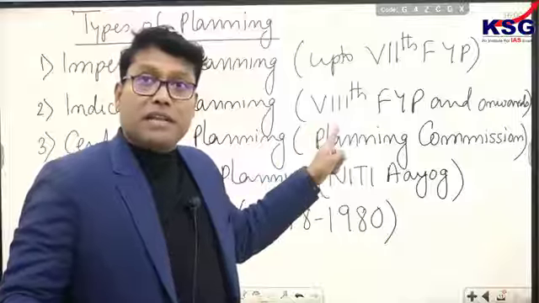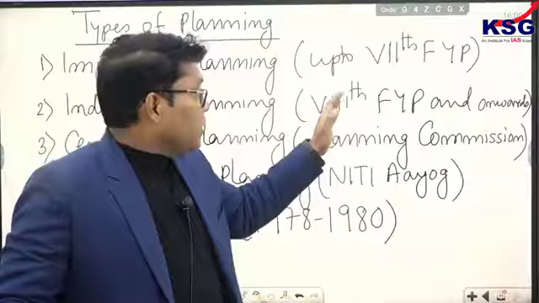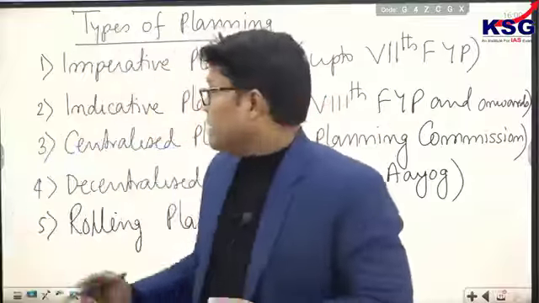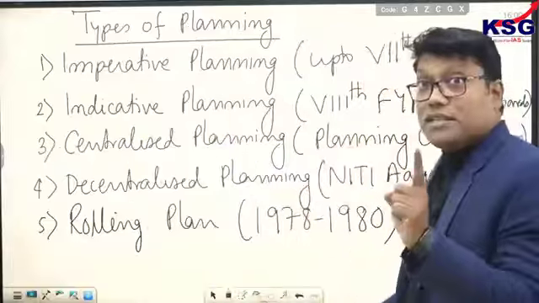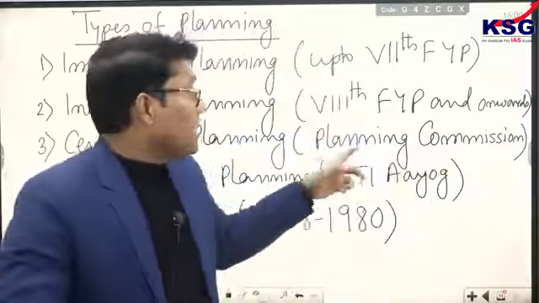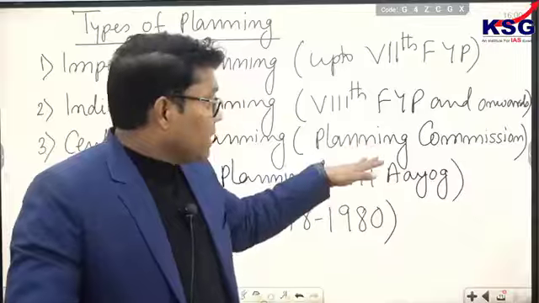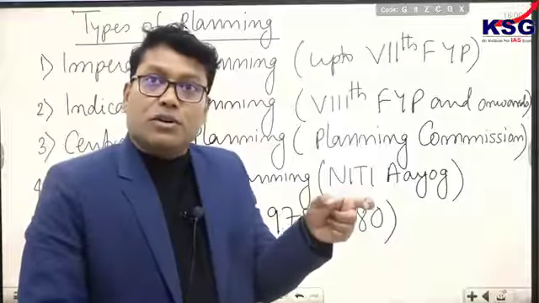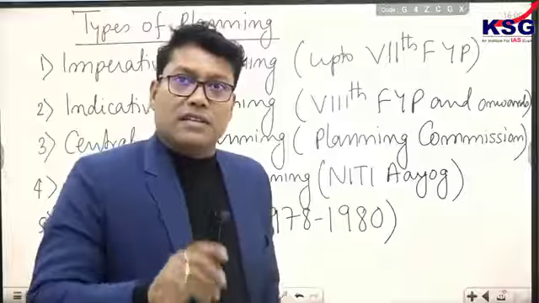The 8th five-year plan is the first plan after the economic reforms. So from the 8th five-year plan onwards, our nature of planning is indicative planning. Centralized planning: in brackets we wrote the Planning Commission. Please don't take it another way. It does not mean that centralized planning means the Planning Commission. We wrote that because the Planning Commission worked on the principle of centralized planning.